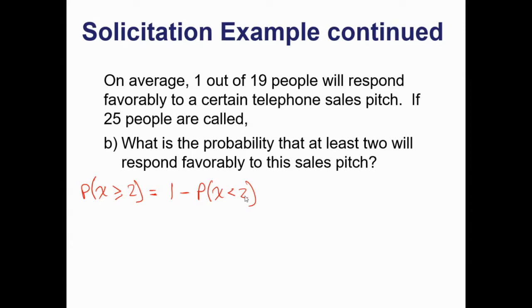So if x is less than 2, what possible values could I have? 0 and 1. I think I'd rather calculate 2 values rather than 23 values. So I'm going to do 1 minus the probability that x is 0, minus the probability that x is 1.